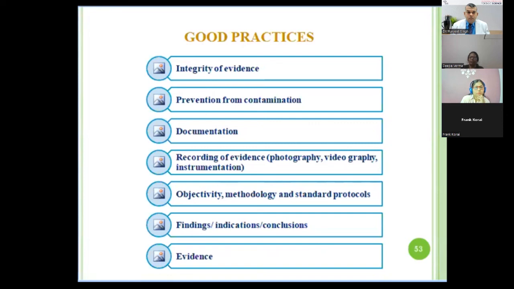So these are a few good practices which are required for forensic document examination, as well as for other kinds of exhibit examination in the laboratory, which is a very important piece of evidence in the court, in the course of trial, and to fix the guilt with a culprit.